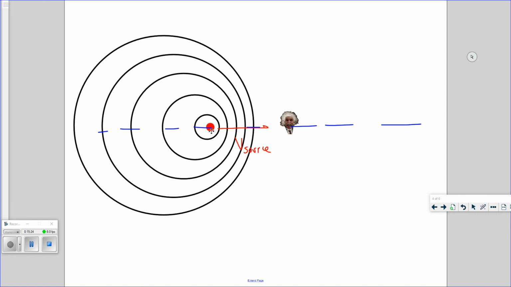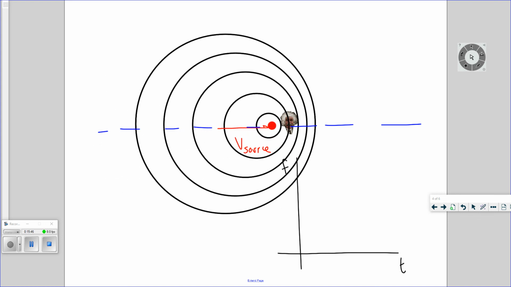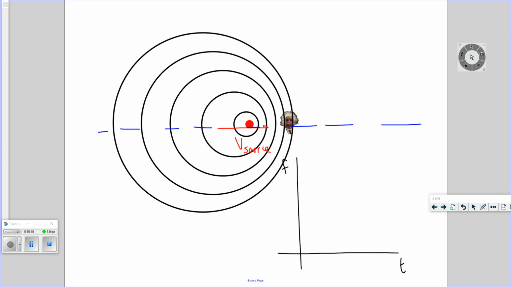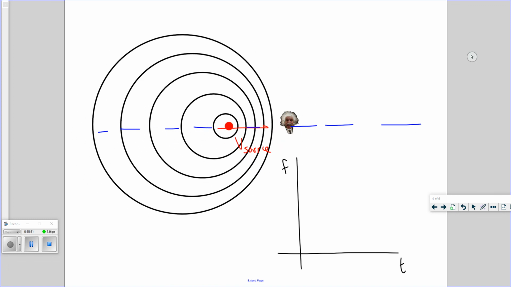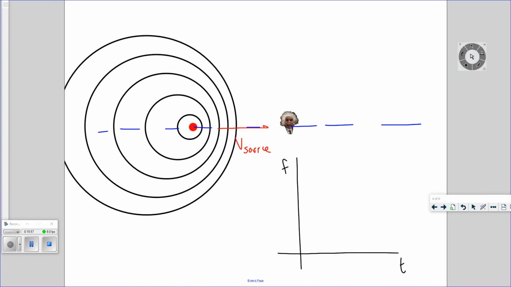All right, so what we would get, we can actually make a graph of frequency as a function of time, maybe. And when we have the source moving like this, that's a pretty constant frequency at which these waves are detected by the observer. Ding, ding, ding, ding, ding, right? And so that frequency maybe looks like this. I don't know. It's something. It's constant.